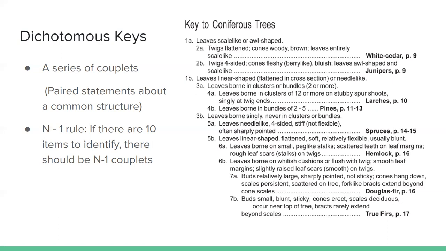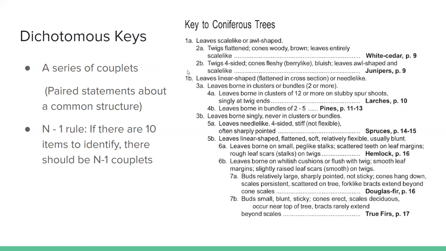we start with the first statement, number one. All right, so first we're assessing whether or not our leaves were scale-like or awl-shaped, which there were some small pictures on the previous page telling us what that looked like, or whether 1B, the leaves were linear shaped. So we're starting out here at the top of the outline with these one statements. So 1A and 1B is this first couplet, this first set of paired statements.